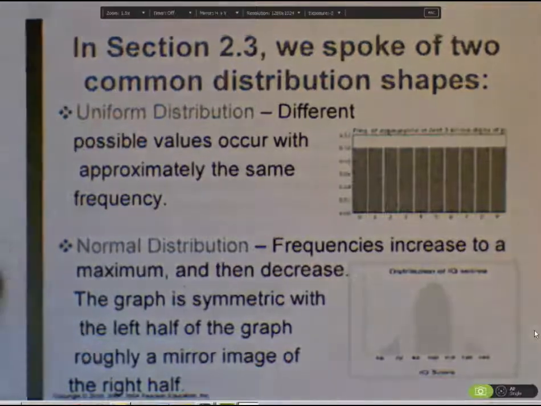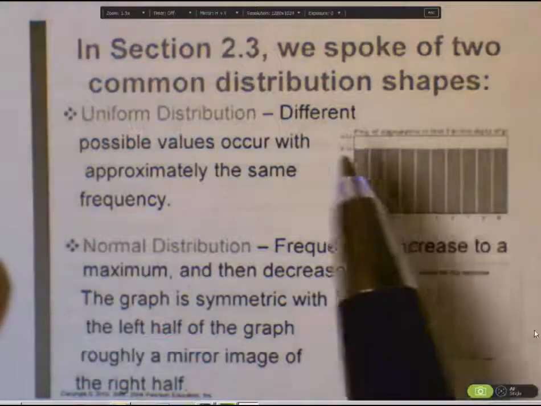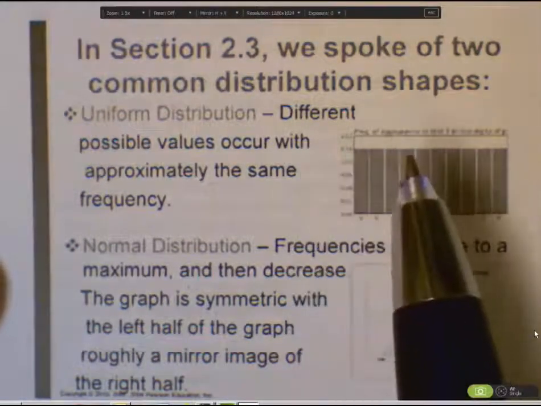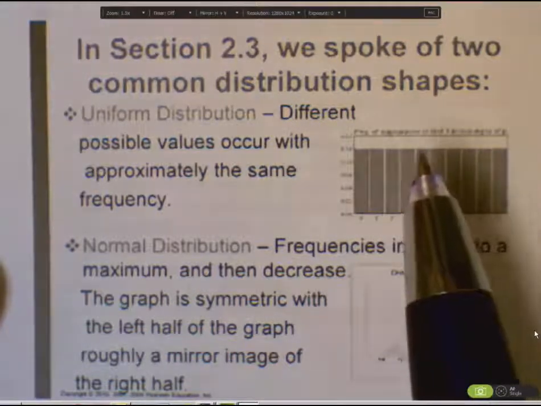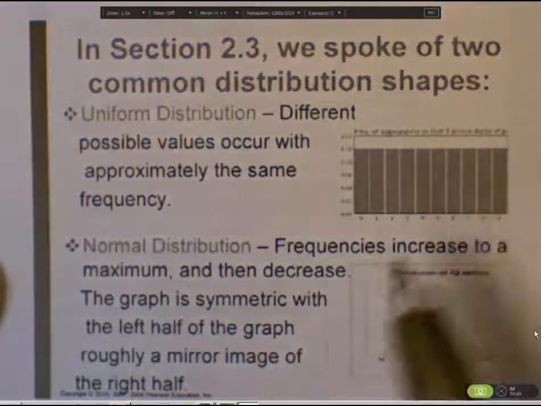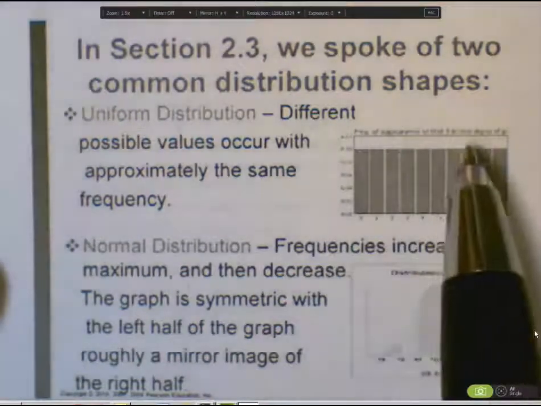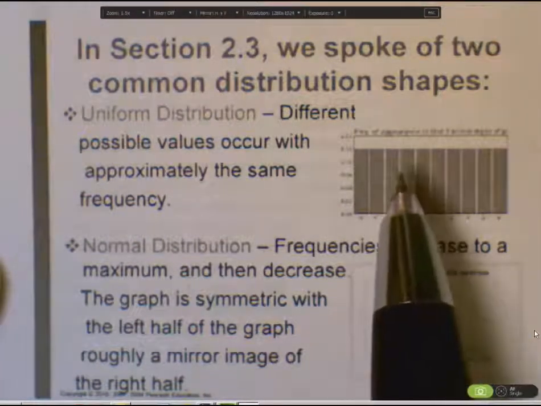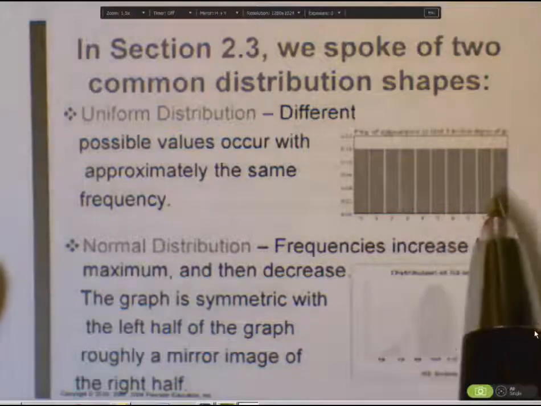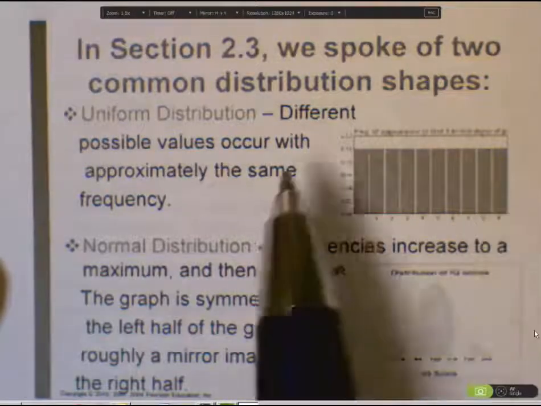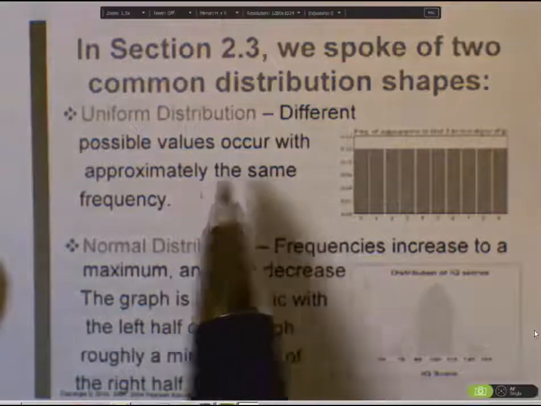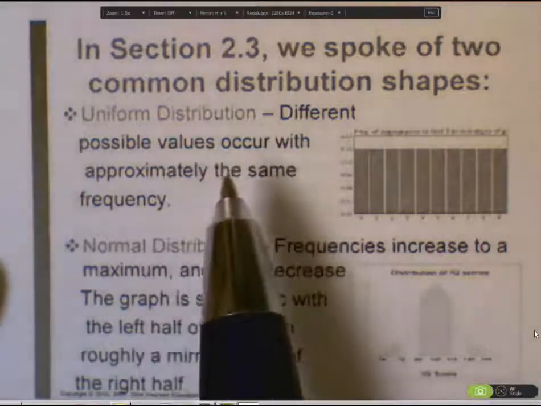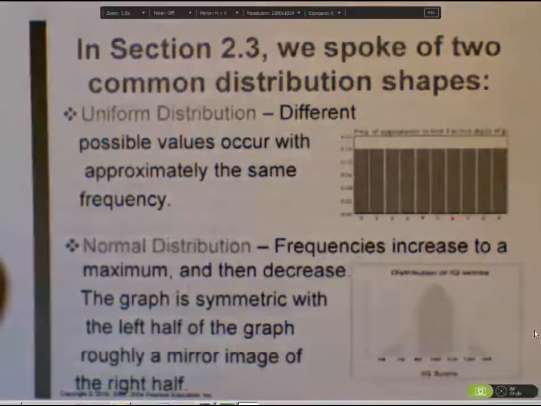And I gave you this graph of the frequency of the appearance of digits in the first 3 billion digits of pi. In the first 3 billion digits of pi, there are the same number of zeros as there are ones, as there are twos, all the way up to the ninth digit. So you could say that the digits of pi are uniformly distributed between 0 and 9.